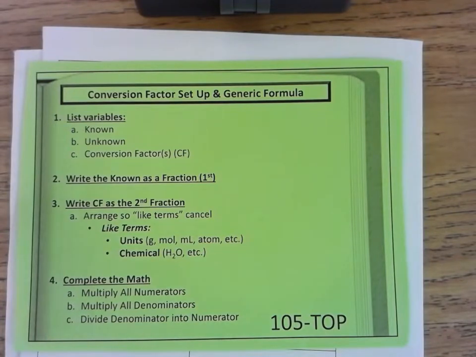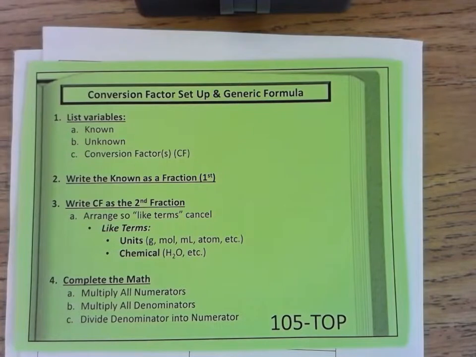First step is to list your variables. You have knowns, unknown, and you can have a singular conversion factor, or you might have plural. Next week we're going to have plural ones. This lesson will just be singular. The next thing you do is you write your known as a fraction, that is first, and then write the conversion factors as a second fraction.